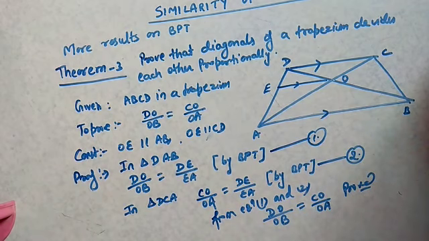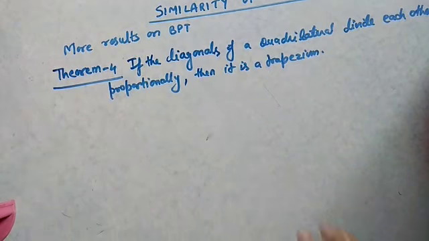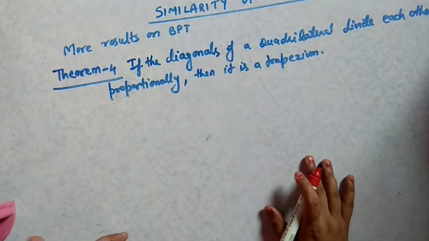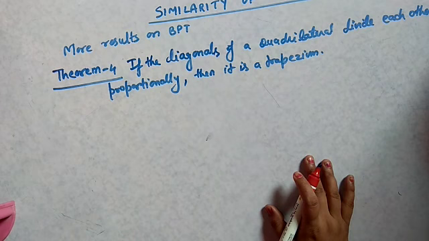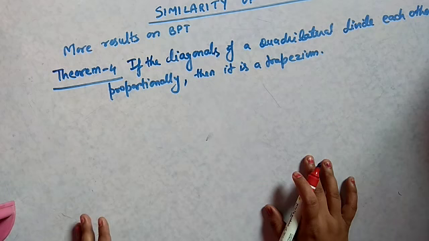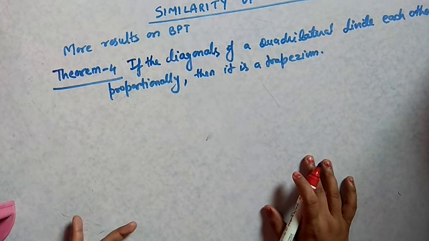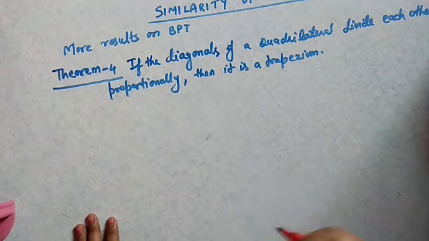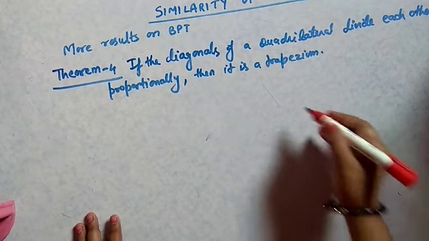Now let us discuss the fourth one. This theorem 4 is the converse of theorem 3. In theorem 3, it was given that we have a trapezium and we needed to prove that the diagonals of the quadrilateral divide each other proportionally. Now here it is given that we have a quadrilateral whose diagonals are dividing each other proportionally, and we need to prove that it is a trapezium.